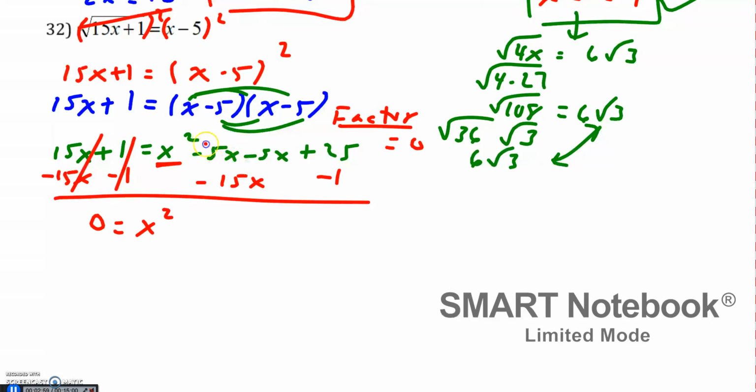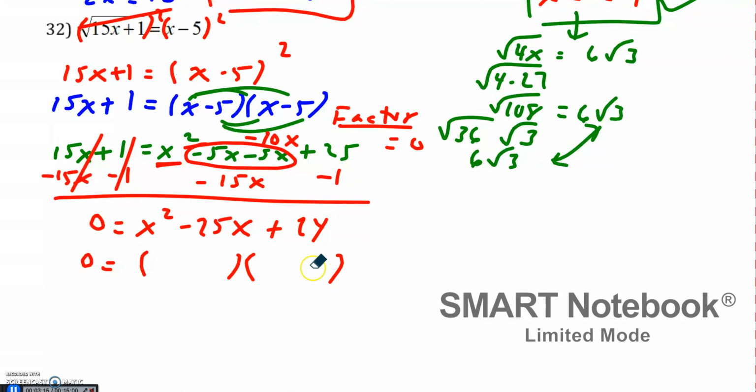Now, these two here, before I moved everything, could have been combined as negative 10x. So negative 10x and negative 15x is negative 25x. 25 minus 1 is 24. Let's hope this factors. All right, let's see. Are there two numbers that multiply to be 24 and add to be negative 25? Yes. Negative 1 times negative 24 is 24. And negative 24 plus negative 1 is negative 25. So my two possible answers are 1 and 24.